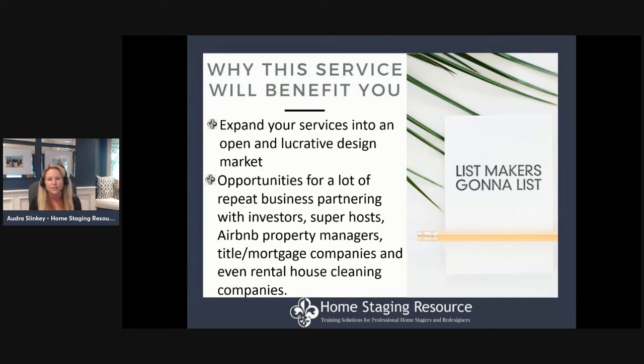It's different than if you're an interior designer, where once you do a person's home, you're in and out, and you don't get a lot of repeat business from them. Whereas superhosts usually host more than one Airbnb. Most people in this field have several Airbnbs. So you become a partner to their business, similar to stagers when they work with realtors. No surprise: superhosts, Airbnb property managers, like I said, title and mortgage companies.